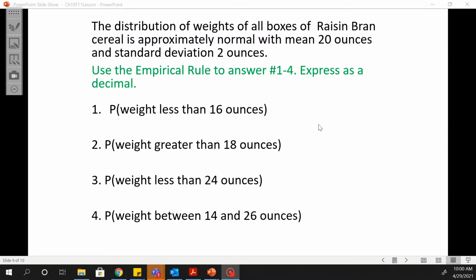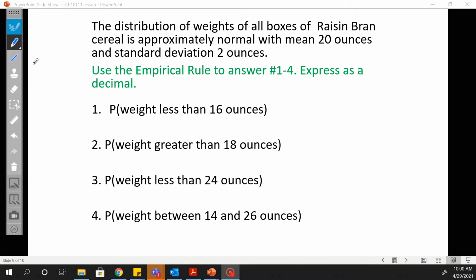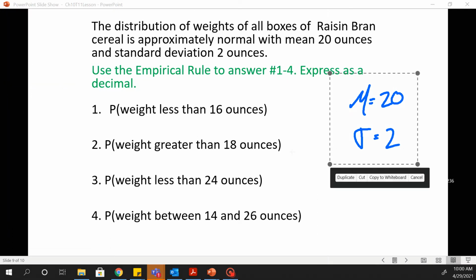Okay, let's see if we can use this to answer some questions about probability of normal distribution. The distribution of weights of all boxes of Raisin Bran cereal is approximately normal. Okay, so it's normally distributed. The mean is 20 ounces. The standard deviation is 2 ounces. This is all we need to calculate the curve.